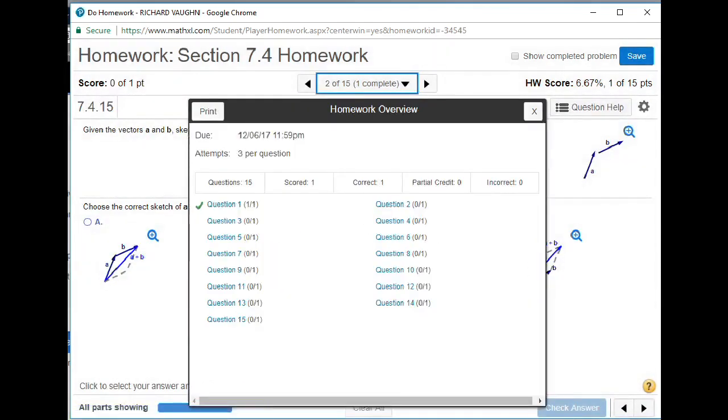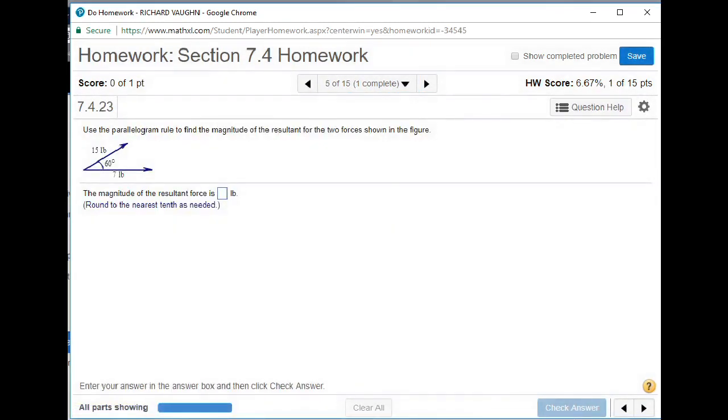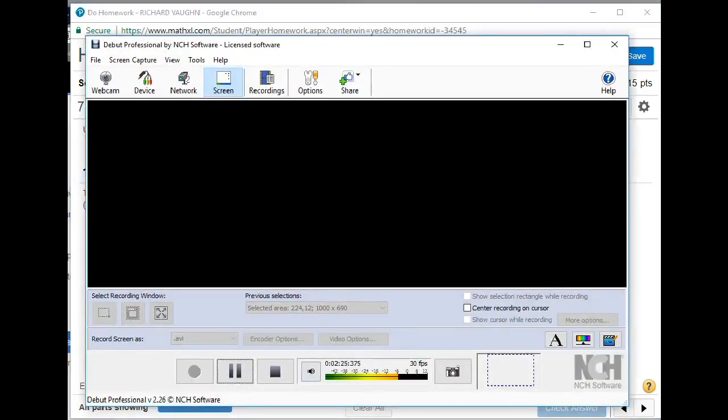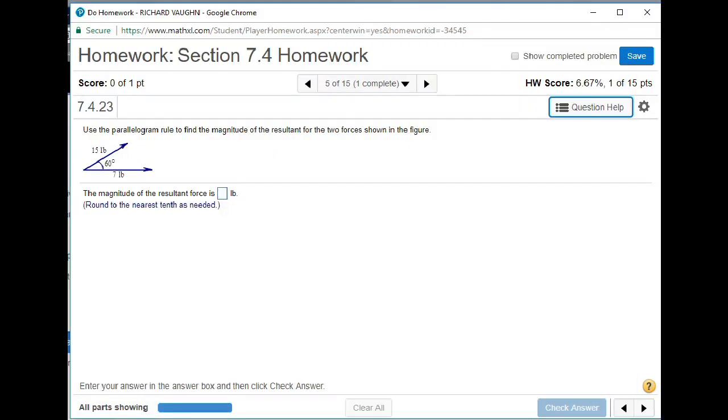All right, let's skip up. Let's try maybe number 5. Use the parallelogram rule to find the magnitude of the resultant of the two forces shown in the figure. So the sum of the two forces is the sum of the vectors, and we're going to take this vector and add it to that one over here. So there's the 7 pounds of force going this way, and then we'll find the length of the resulting vector. Once we find the sum of those two vectors, the length of that sum is what we're looking for.